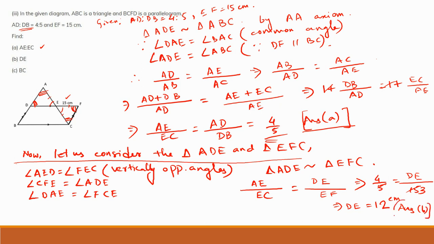All right, now they have asked us to find what is BC. We know since BCFD is a parallelogram, BC should be equal to DF, right? Then BC will be equal to DE plus EF. We already know DE, we already know EF. That's how we can find BC. If I want, I can just write BC equals DF equals DE plus EF, right?